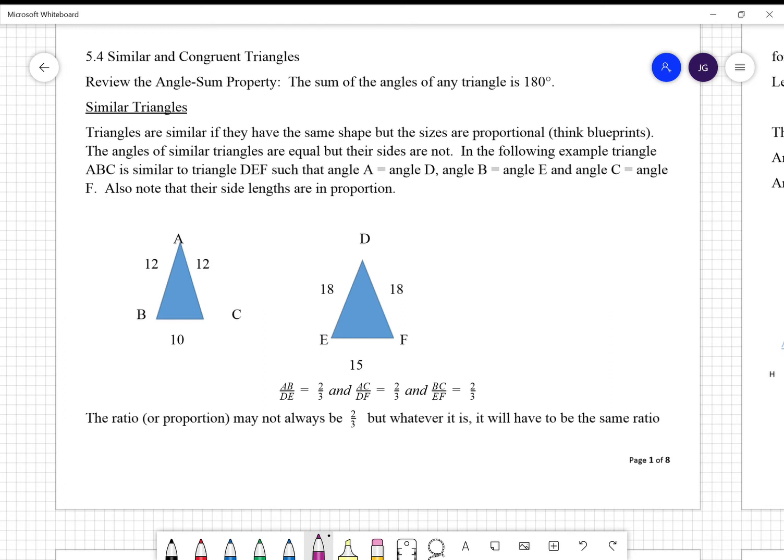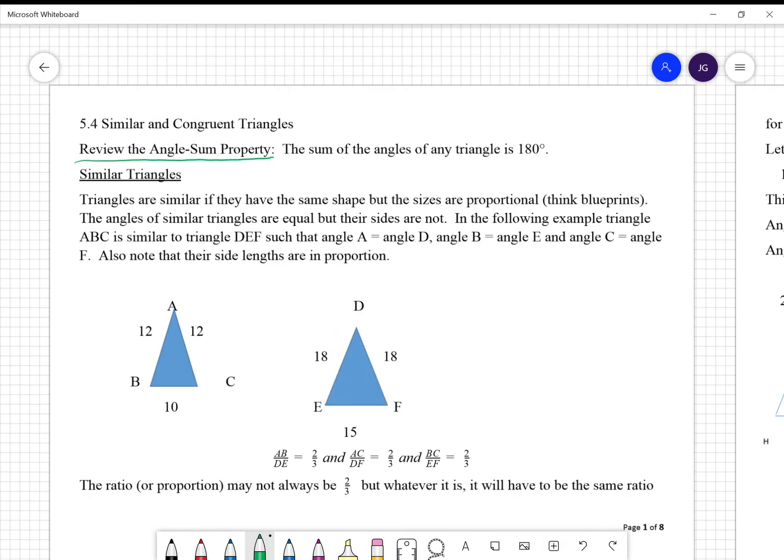Okay, we're going to look at another section on geometry, and we will focus this on similar and congruent triangles and shapes. One theorem is that the sum of the angles of any triangle is 180. We will be using that in some of our diagrams.